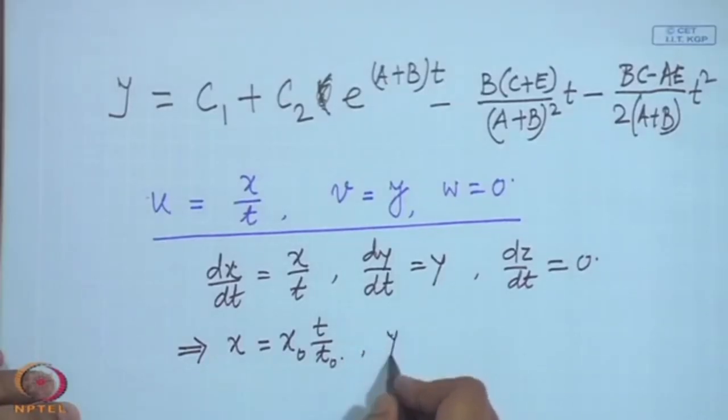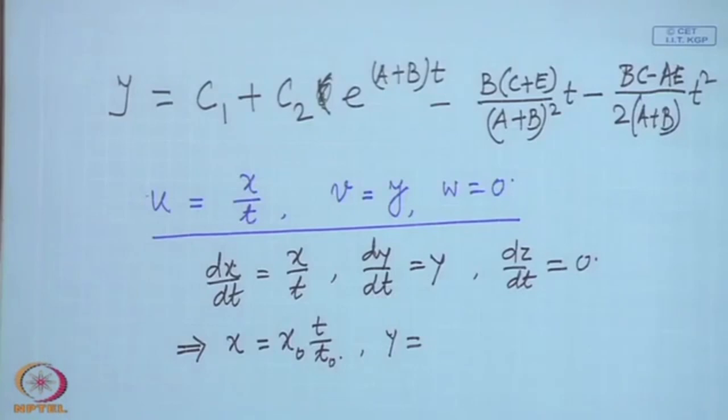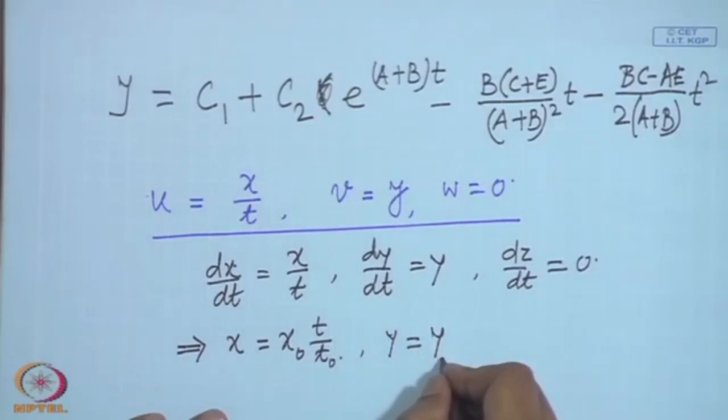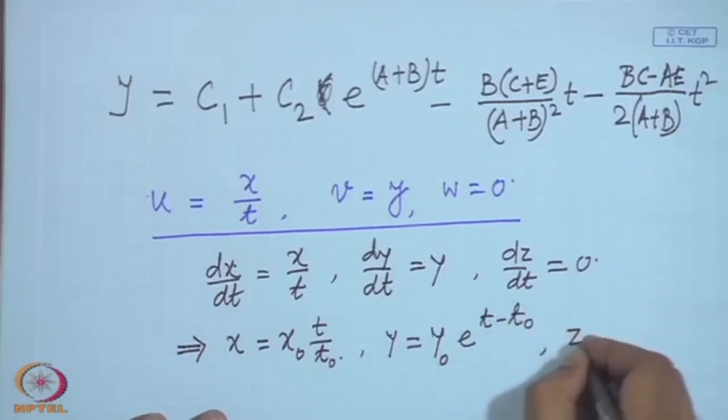And what about y? d y by y equal to d t, log y equal to t plus constant. So, what is y? This equation is dy by y equal to dt. Then y equal to y naught e to the power t minus t naught. Fine. And z is of course a constant, we just call it z 0.